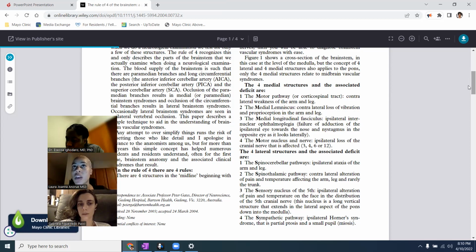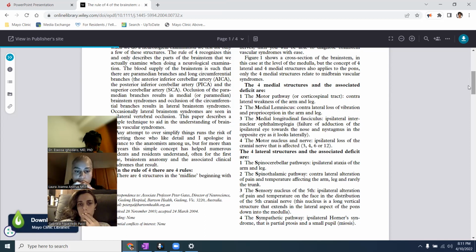This patient is affected medially. So for medial arteries, there's going to be nothing in the midbrain. There's going to be the basilar for the pons, and then the ASA, the anterior spinal artery, for the medulla. That's the breakdown of the arteries, medial and lateral.